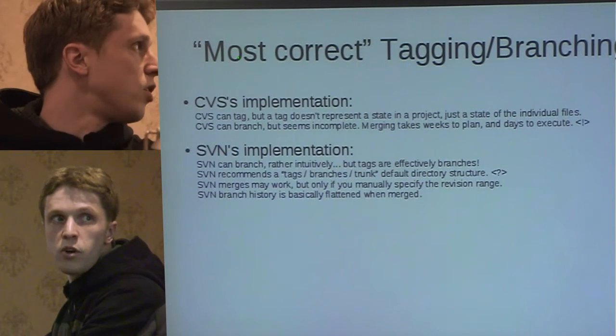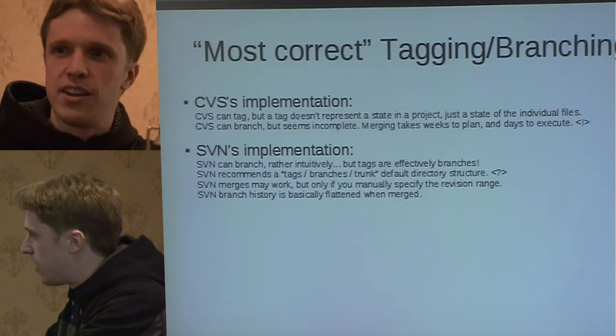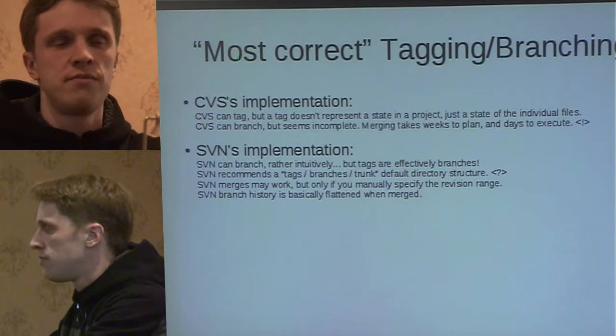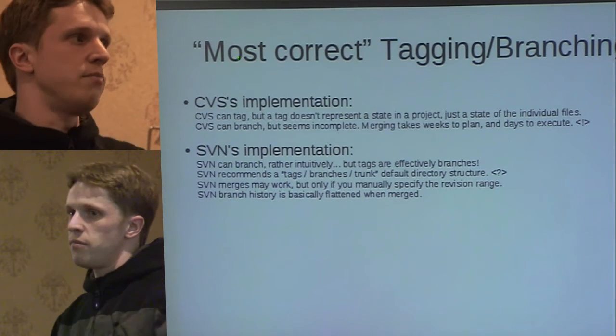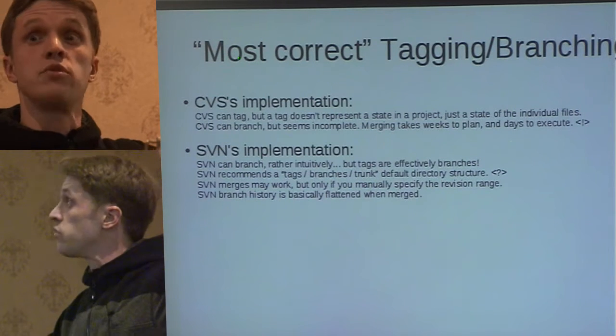Subversion's way of working around that problem is to literally create a directory structure of tags, branches, and trunk. It seems half-baked. Subversion merges do work, at least the first one does. If you actually try another one, you end up with the exact same problem you had under CVS. And finally, of course, the branch history, anything you actually did that was merged. In essence, it's all flat now anyway. You can't go back and see a commit or a revision from a week ago came from another branch. It was just like it was always there.